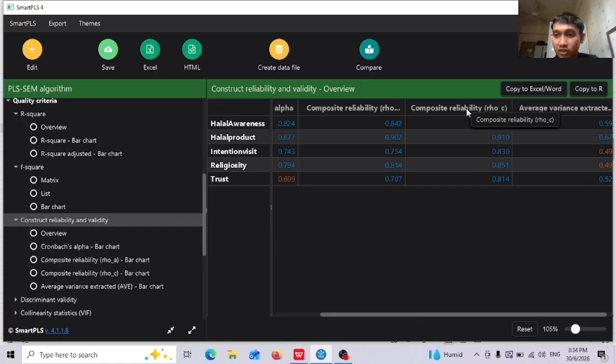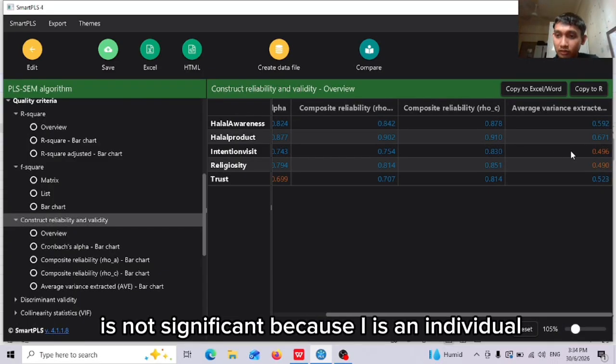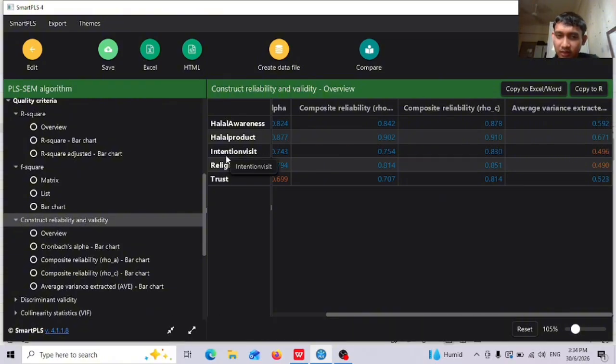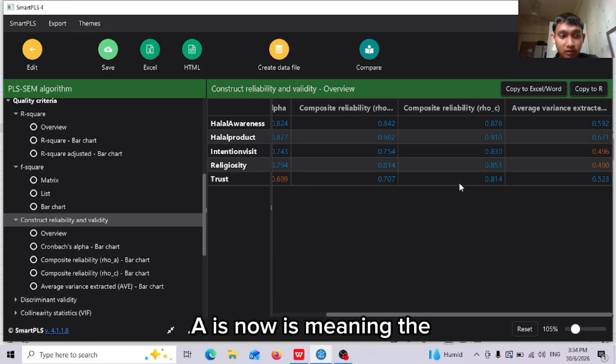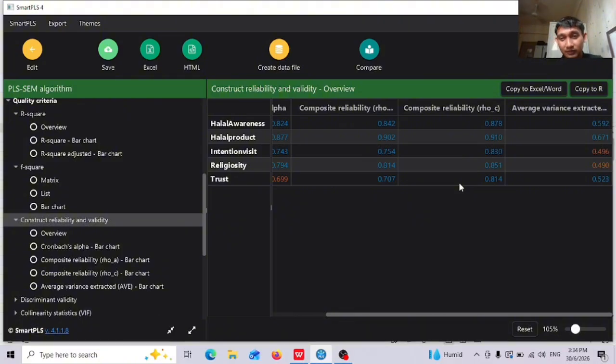So after that, we saw the AVE, average variance extracted. We have two AVEs that are not significant because they are individual items: intention to visit is 0.496 and regularity is 0.490. This means the constructs are internally consistent.